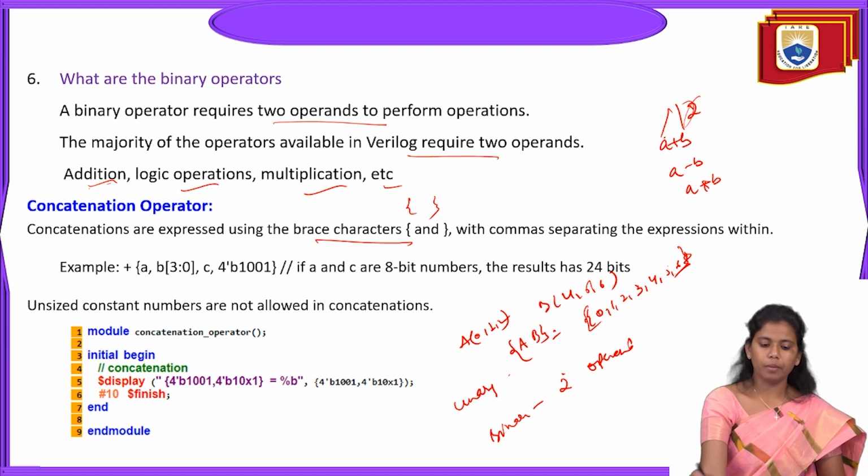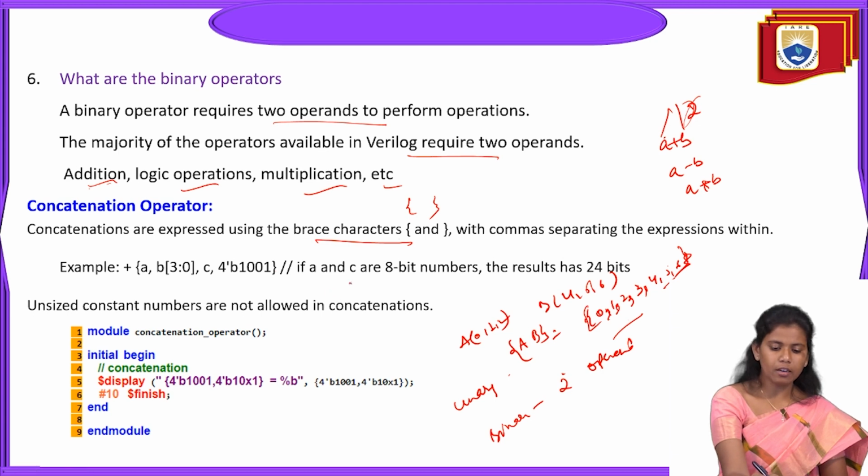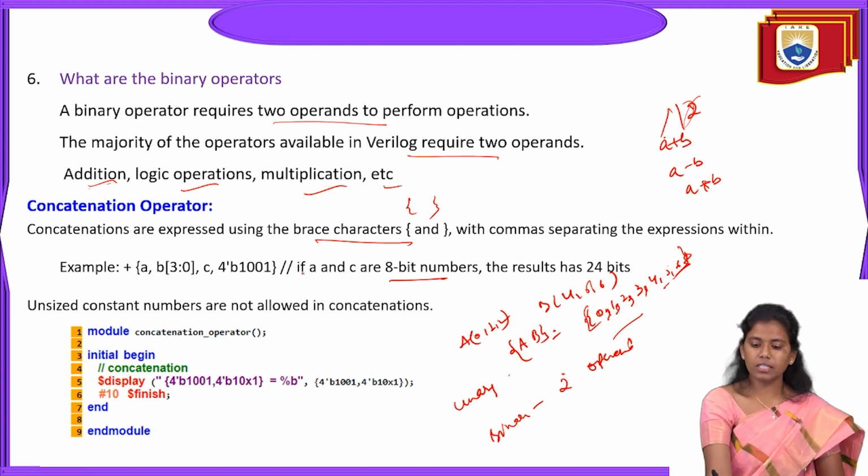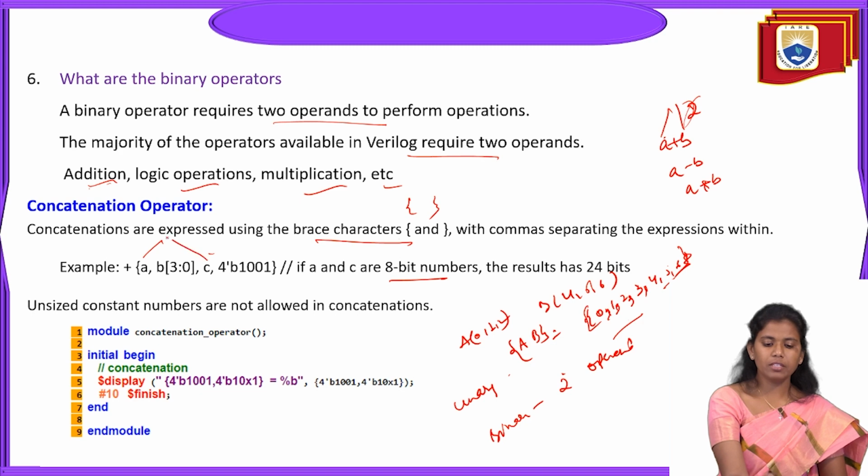A and B as well. So the example, if you observe here, A, B[3:0], C and 4'b1, it's a 4-bit binary value 1. That means if A and C are 8 bits, the result has 24 bits. How come it's 24 bits? See here, unsized constant numbers are not allowed in concatenation.